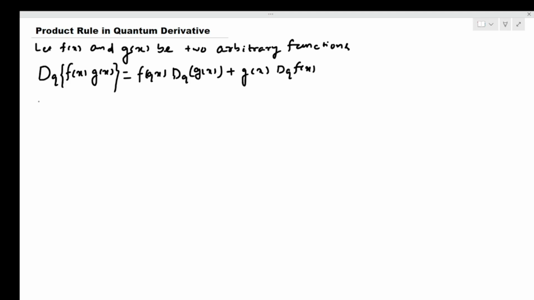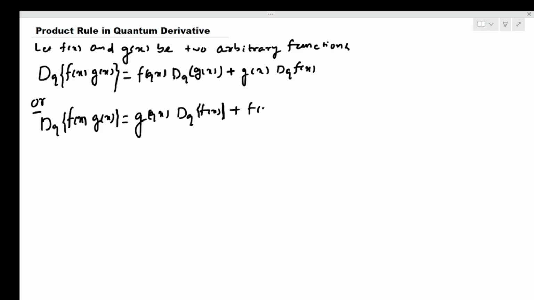We can also write another form: the quantum derivative D_q of f of x g of x will be g of qx into quantum derivative of f of x, plus f of x into quantum derivative of g of x. Now we will try to find the formula, meaning how this formula came.